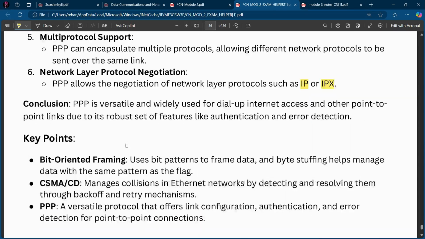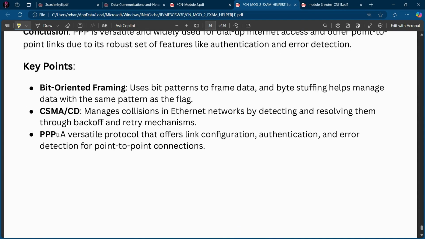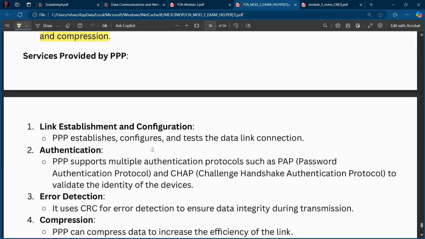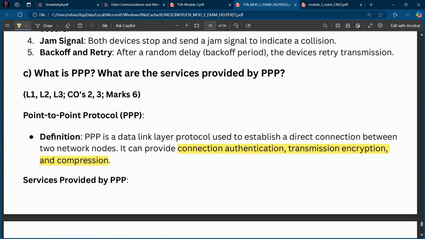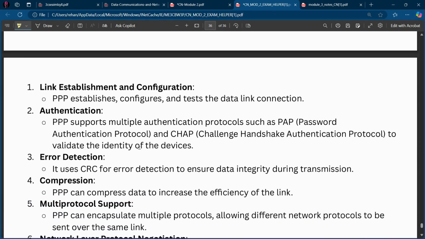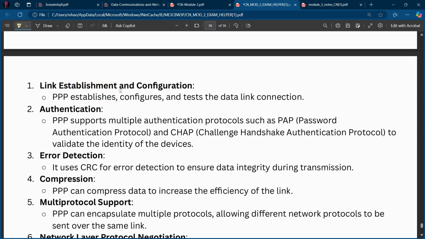So PPP is a versatile protocol that offers link configuration, authentication, error detection, and point-to-point connections. You have to remember these 6 services. Since the question was for 6 marks, write one definition and 6 points. Establishment: remember it as link establishment. See, configure and test the data link connection.